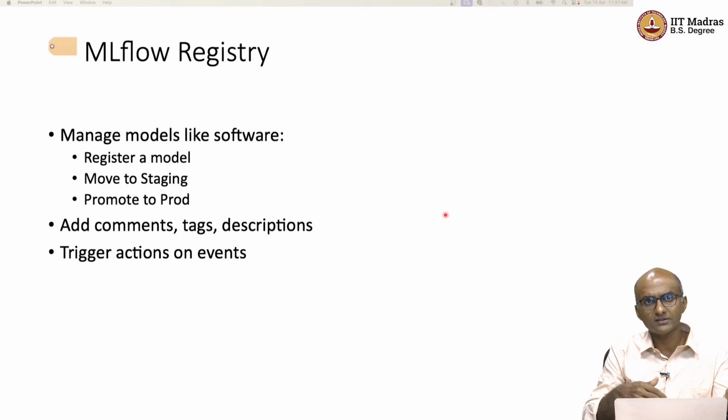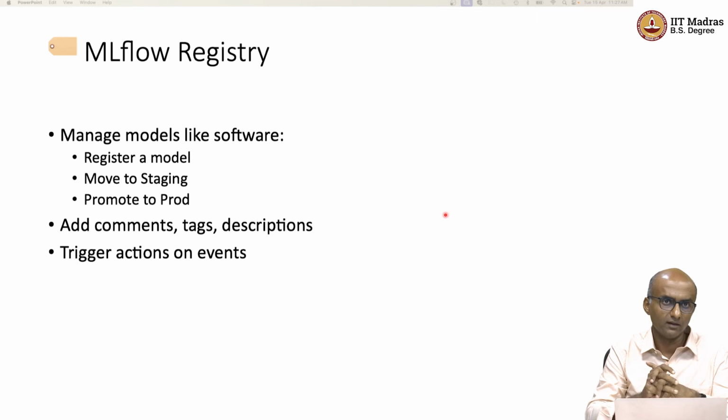And in every stage, the registry allows you to create tags, comments and descriptions so that you have a human lineage to the model, right? So that's an important aspect. And then finally, it also has automated triggers which you can fire off for taking some actions on events. The events can be very similar to what we saw in last week's lectures with GitHub Actions and CML. Something similar is possible here.